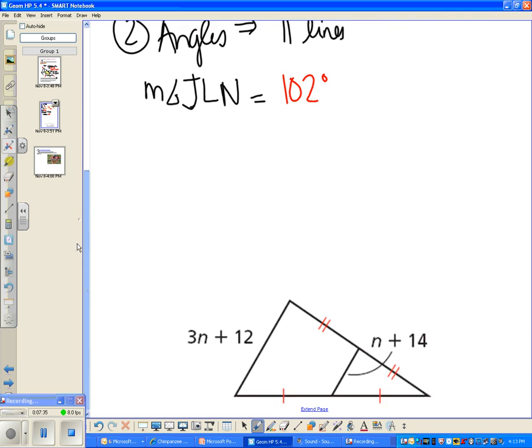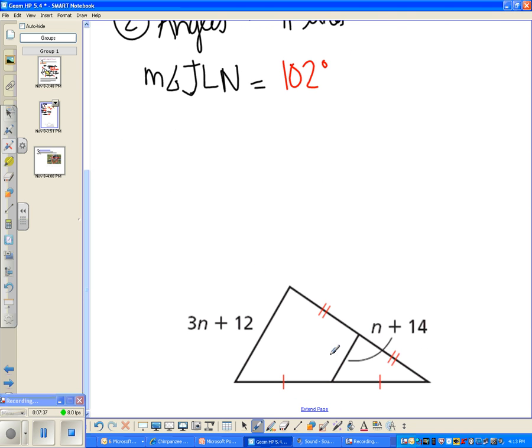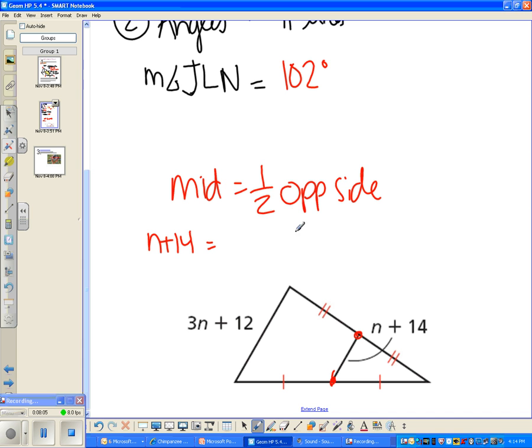One more harder question I could give you. This one's harder because I didn't give you measurements. I gave you variables, but I'm still giving you a midsegment because you're connecting one midpoint to another midpoint. So again, the triangle midsegment theorem says that the midsegment equals half of the opposite side. So we can use that formula. The midsegment in this case is n plus 14, and the opposite side is 3n plus 12.